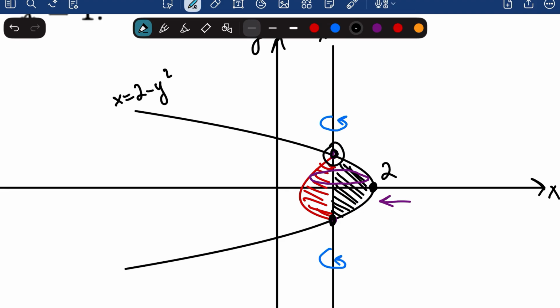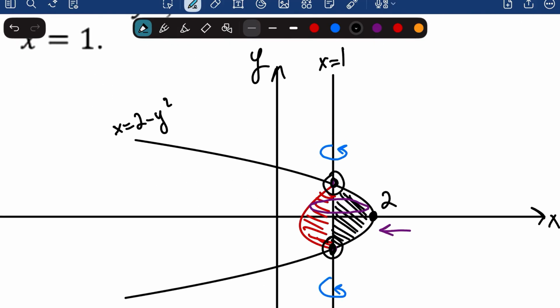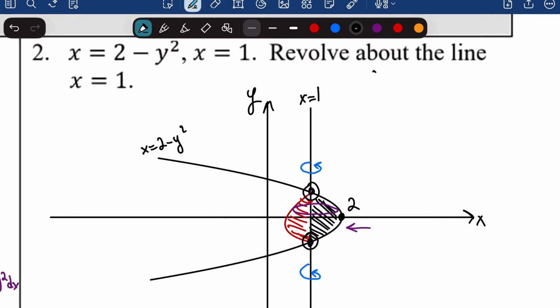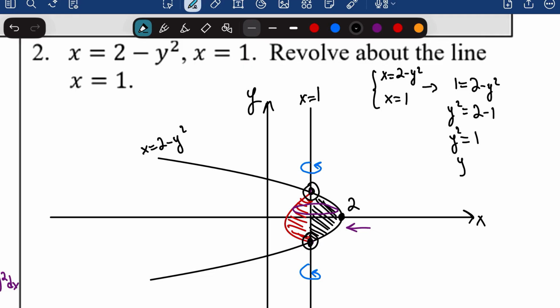So how do we find these 2 points? The intersection between x is equal to 2 minus y squared and x is equal to 1. So just simply replace x with 1. I get 1 is equal to 2 minus y squared. So y squared is equal to 2 minus 1, so y squared is equal to 1, which means y is equal to plus or minus 1. So this is (1, -1), and this is (1, 1).